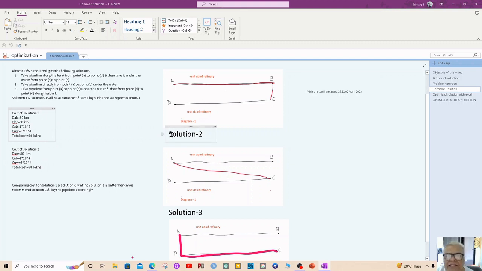Now the cost for solution 1 will be 38 lakhs, as distance AB is 80, cost is 10,000 rupees per kilometer, BC is 60, and under the water it is 50,000. Hence, the total cost will be 38 lakhs. And in solution 2, since we are taking everything directly underwater, the cost will be 50 lakhs. Hence, anyone will recommend that you go for solution 1 as it costs lower.